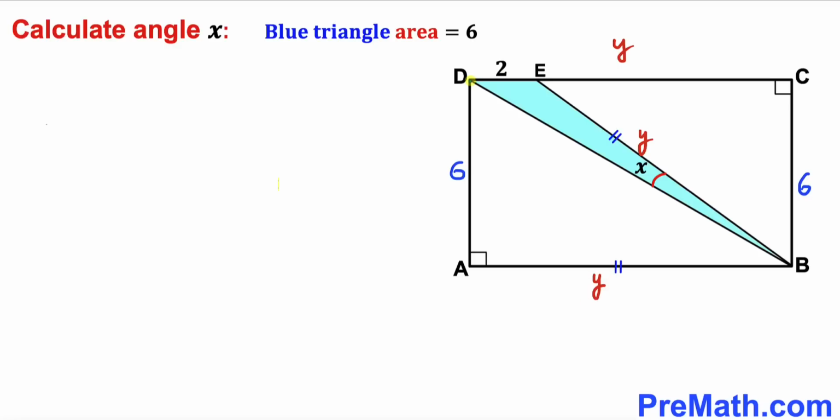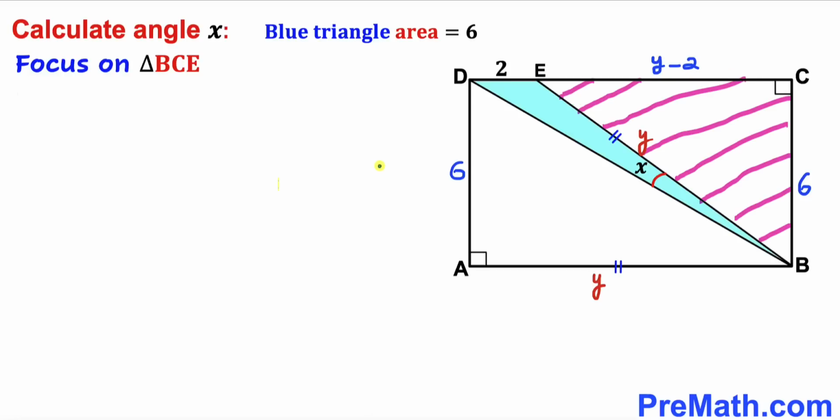And now we know that this tiny length DE is 2 units. So therefore, this side length CE has got to be y minus 2. I can write y minus 2. So therefore, this side length CE is y minus 2 units. And here's our next step. Let's focus on this right triangle BCE. And we are going to use the Pythagorean theorem to find out the value of y.